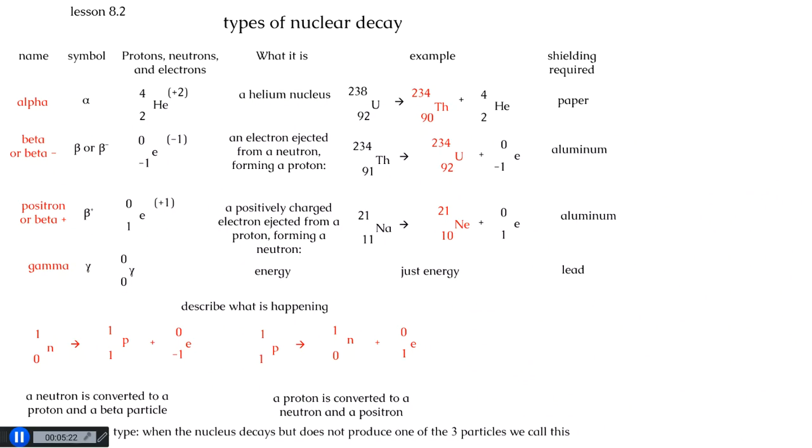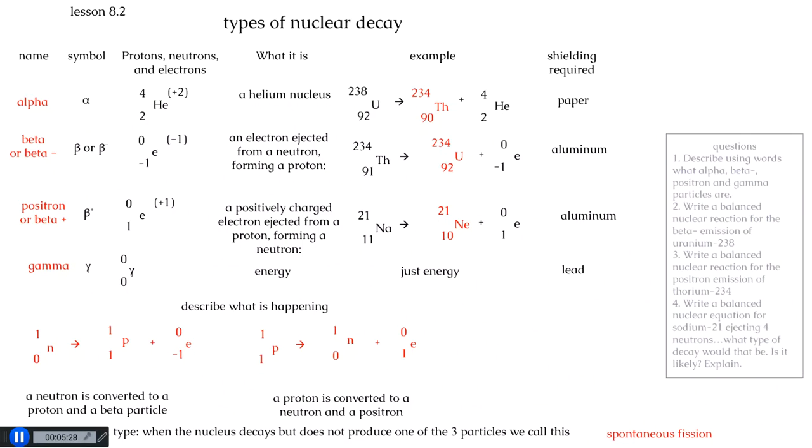There is another type of decay when it doesn't form any of those types of particles, and that's spontaneous fission. And this is an introduction to the types of nuclear decay.